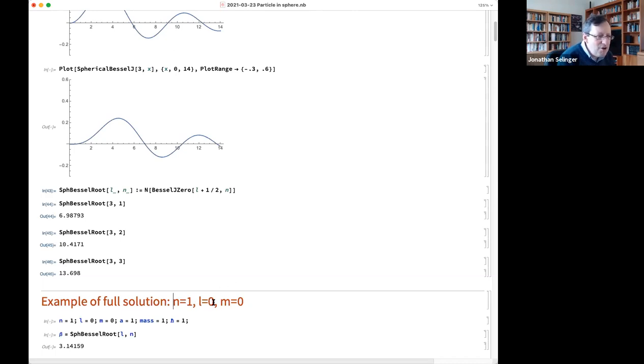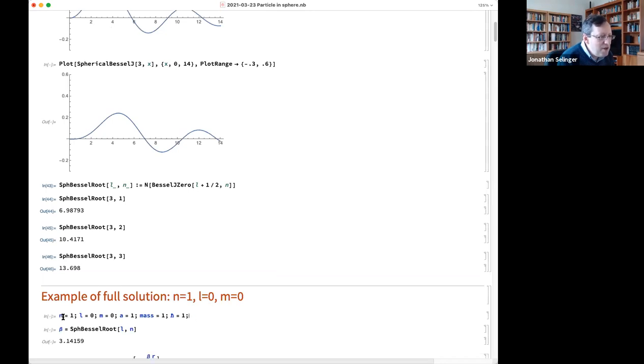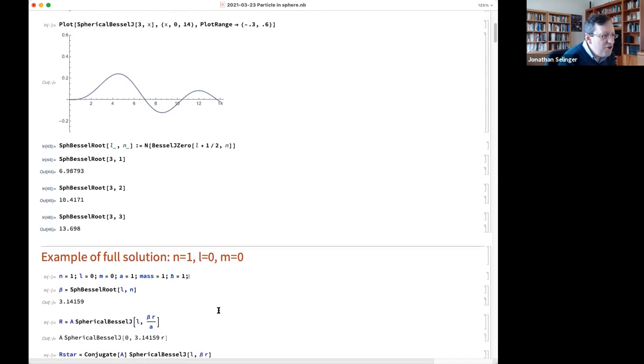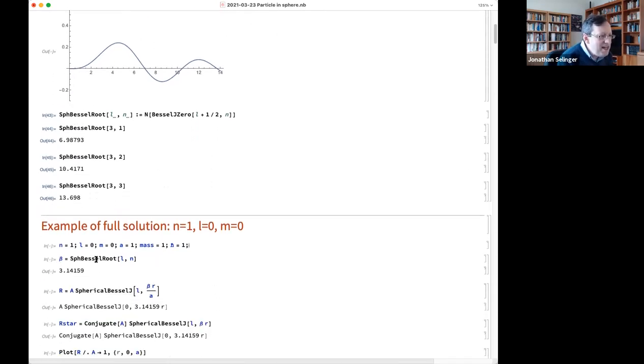So let's pick an example. Suppose L equals 0 and M equals 0 in the spherical harmonic, and I'll think about the first 0 crossing. So I'll make an example with a certain set of parameters for n, L, M, and then for the radius, the mass, and h bar. The corresponding beta is the first place where the 0th spherical Bessel function crosses 0. That is in fact pi. So here's the number pi.